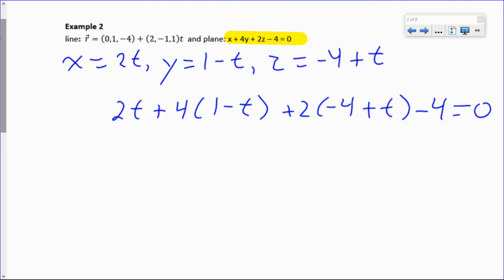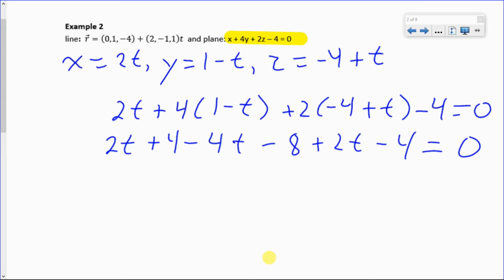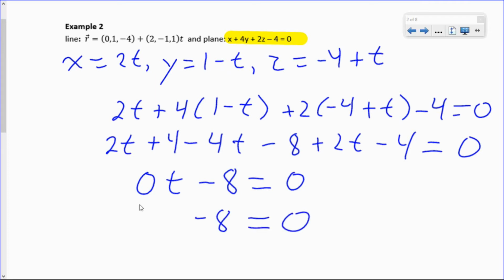Okay, if I solve this, I'm going to get 2t plus 4, take away 4t, minus 8 plus 2t minus 4 equals 0. Putting my t's together, I get negative 2t. The t's have all actually canceled out. So for now, let's just say 0t. My numbers are 4, take away 8, which is negative 4, subtract 4 more is minus 8. So here I'm getting something like negative 8 equals 0, which is impossible. That can't happen. So there is no solution to this equation.